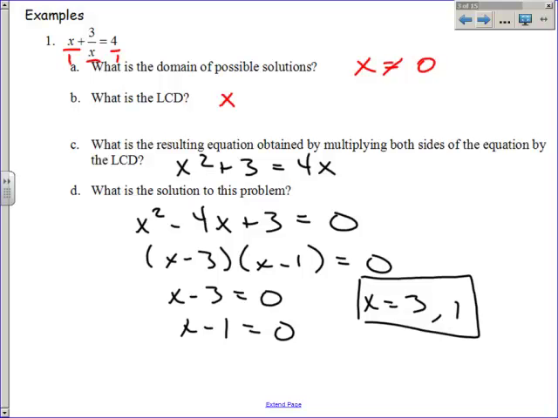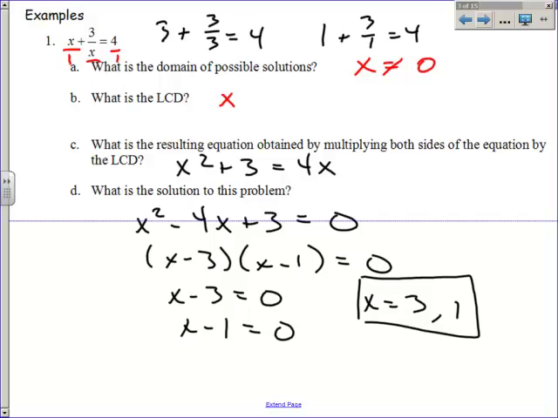If you plug it back into the equation, you'll get 3 plus 3 over 3, that's for checking the solution of 3, is equal to 4. Yes, 3 plus 1 is equal to 4. To check my solution of 1, I get 1 plus 3 over 1 is equal to 4. And sure enough, both of these are good solutions. We're going to use the same approach for the next two problems.